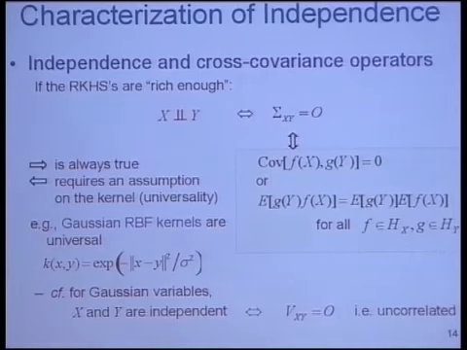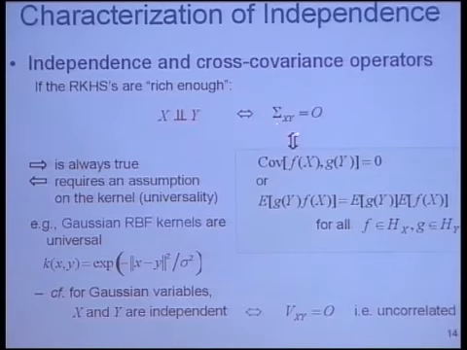A universal kernel is basically one that leads to an RKHS which is dense in the Banach space of continuous functions with the sup norm. Okay, so that's the definition. In particular, the Gaussian RBF kernel is well known to be universal in this sense, but there are many others.